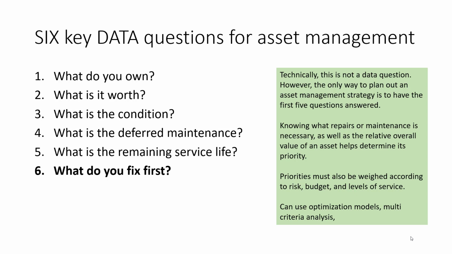Now, when we are balancing out our plans moving forward, in addition to taking that data, we also have to adjust for priorities, budget, and levels of service. Ways that we can help make these decisions include using some decision science techniques. We can use optimization models or multi-criteria analysis, and some other methods that are too numerous to list here today.